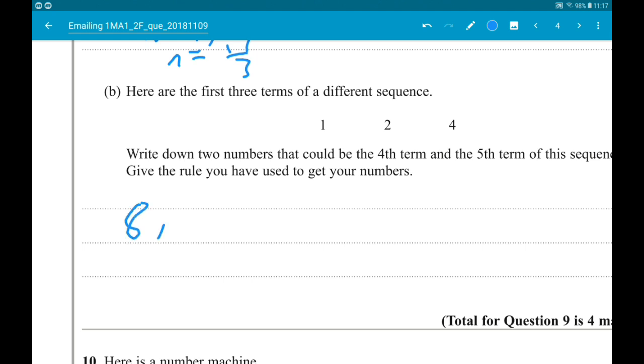And then 8 times 2 would be 16. So if we went with that, the rule that we've used is to multiply each term by 2.